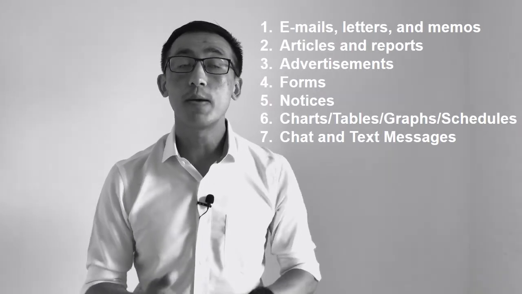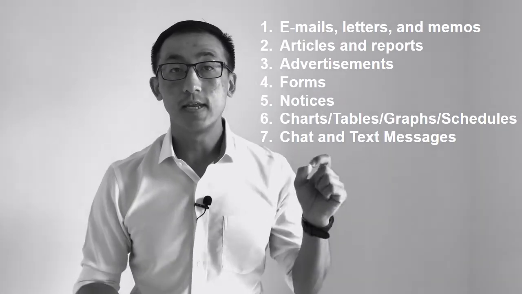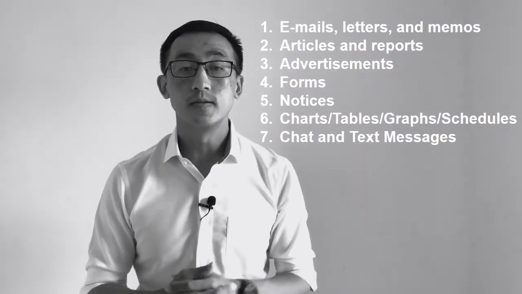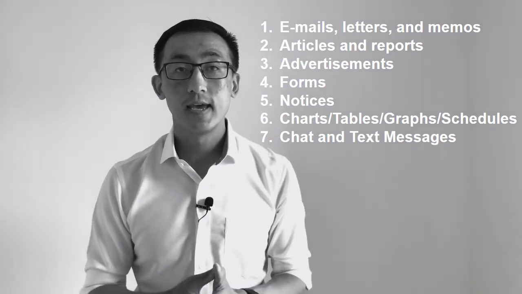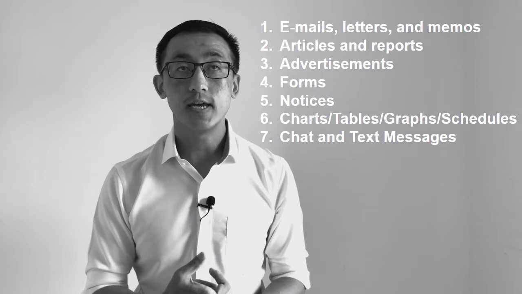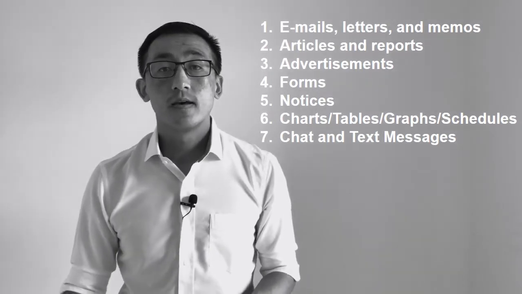Part 7 reading comprehension consists of reading passages of varying lengths accompanied by comprehension questions. Topics for reading passages may include emails, letters, memos, articles and reports, advertisements, forms, notices, and maybe text with charts, tables, graphs, or schedules. In the new version, we will also see chat and text messages. There are a total of 54 items in this part, and basically you will see three types of reading: single, double, and triple.